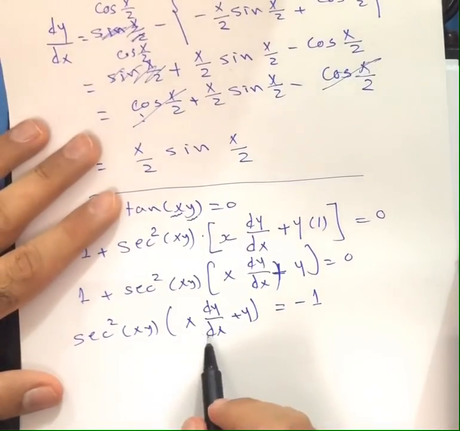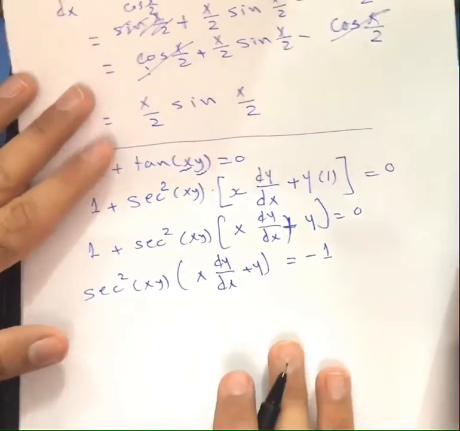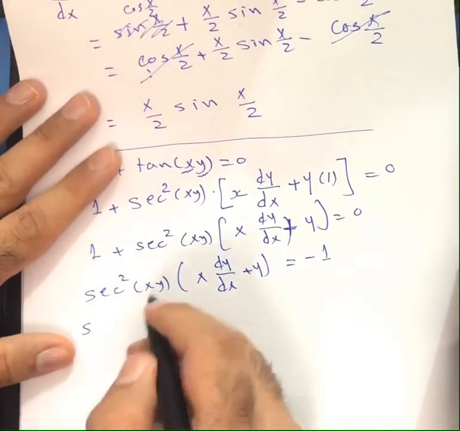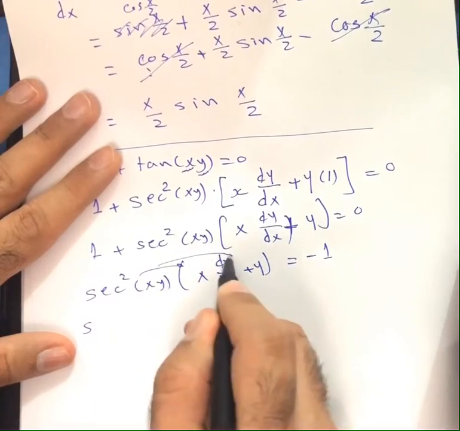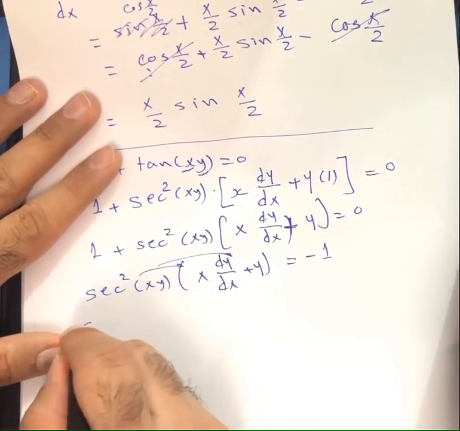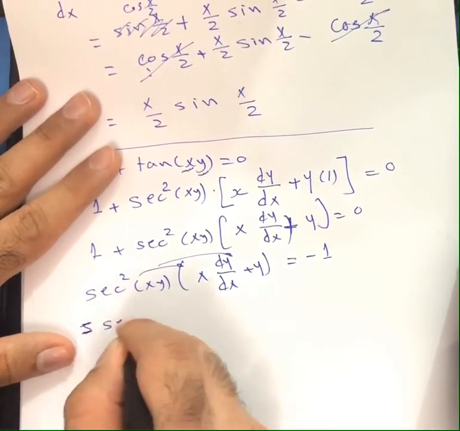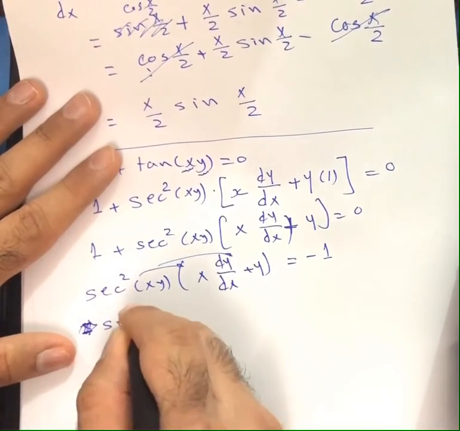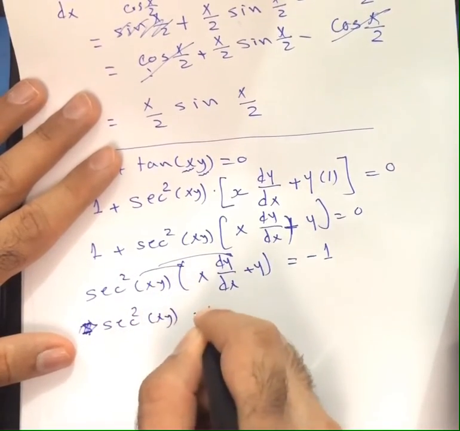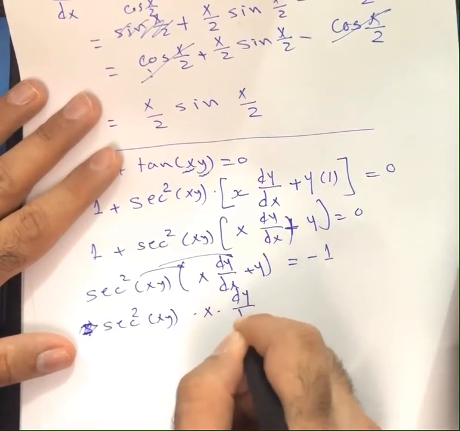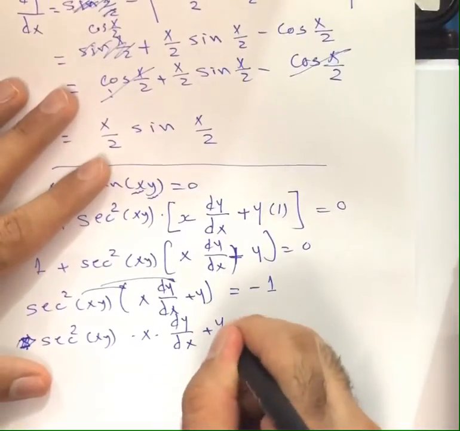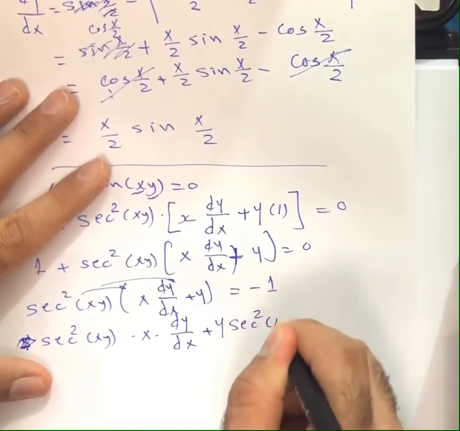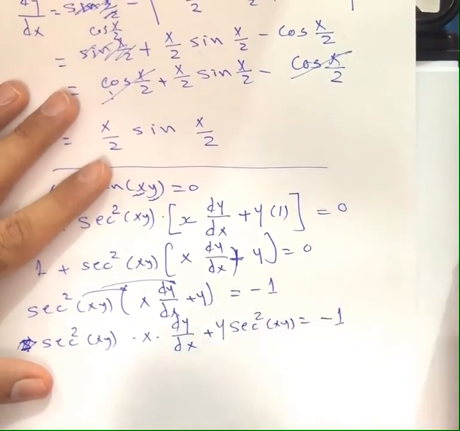Then I want to find dy by dx. Then it is possible to write it like this. I will distribute this on each term, so that I have sec square xy multiplied by x multiplied by dy by dx plus y sec square xy equal to minus 1.